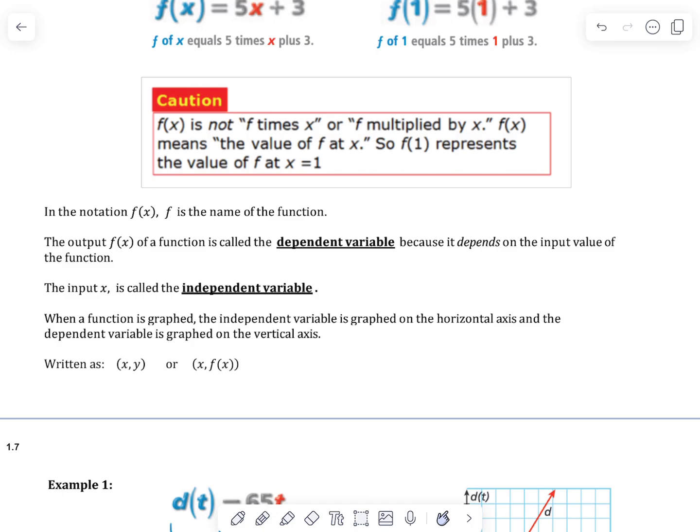The output of a function is called the dependent variable because it depends on what you sub in for the input. The input x is called the independent variable. When a function is graphed, the independent variable is graphed on the horizontal axis, so the x-axis, and the dependent variable is graphed on the vertical. So just go ahead and add the word x-axis and y-axis.